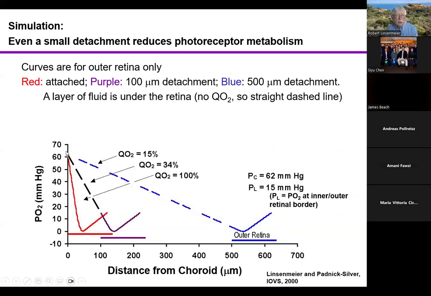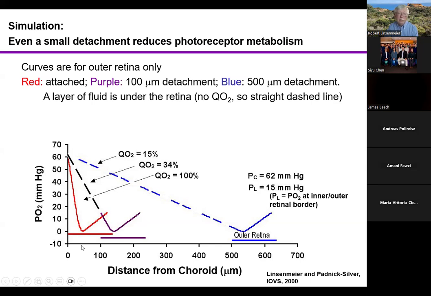So the curves here are for the outer retina only. They have this characteristic shape that we've seen now. And the red curve is for an attached retina, where we're going to call the oxygen consumption 100%. If you only detach the retina by 100 microns, shown by this little purple bar, then you have 100 microns of fluid under the retina. And the modeling indicates that oxygen consumption goes down to about 34% of normal. You cannot maintain it better than that.